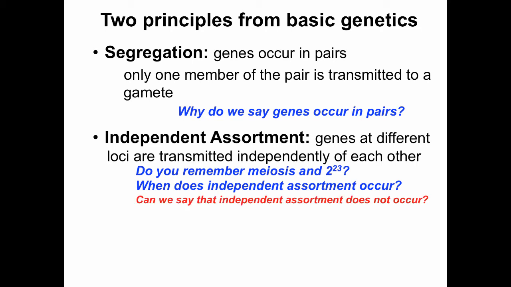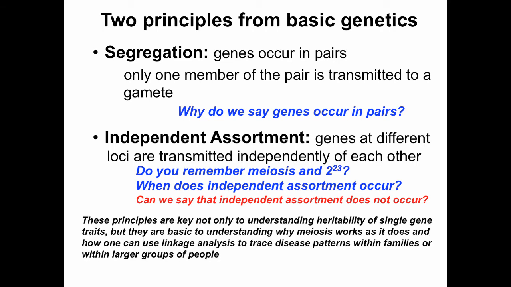Now, just a thought question. Can we say that independent assortment does not occur? Well, if you think about genes on different chromosomes, then you know that the chromosomes assort independently of each other, but you also know that if genes are linked very close together, they can't cross over, and therefore those genes don't independently assort from each other if they're linked together on a chromosome.